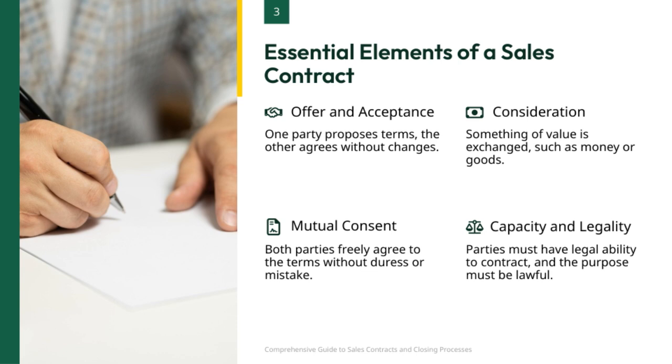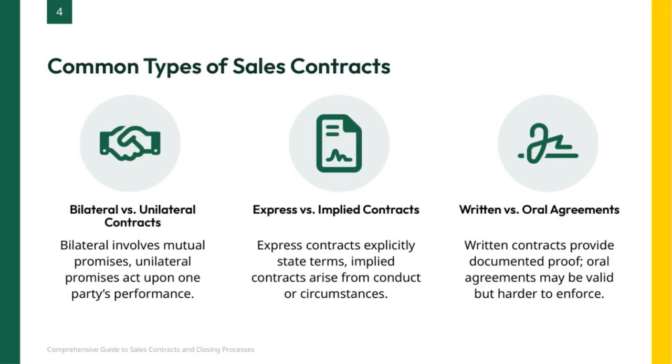Then there's mutual consent. This is crucial because both parties need to agree freely, without feeling pressured or making mistakes. Consent must be genuine and voluntary. Lastly, we have capacity and legality. This means both parties must have the legal ability to enter into a contract, and the purpose of the contract must be lawful. If any of these elements are missing, the contract could be invalid. All these points tie back to our overall theme, ensuring we understand what makes a sales contract solid, enforceable, and fair for everyone involved. Let's take a closer look at the different types of contracts.